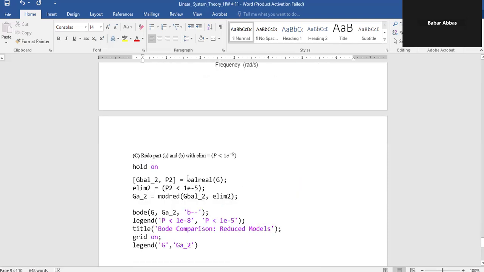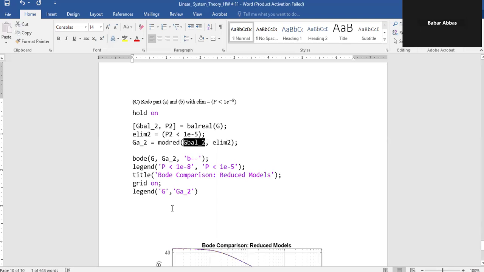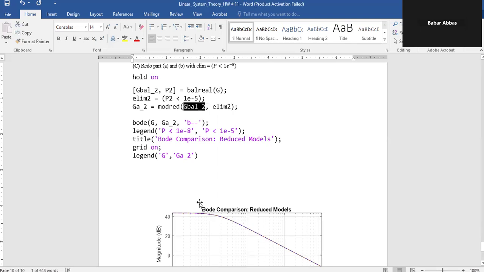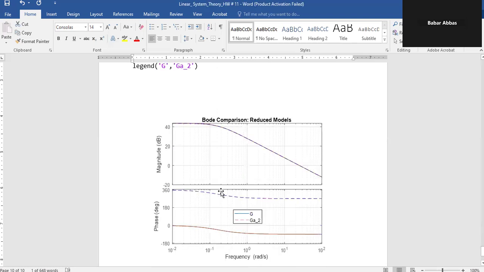And for part C, redo parts A and B with the elimination threshold equal to e to the power minus 5. When we eliminate those values that are less than e to the power minus 5, this is the model reduction. We are considering here the Gbal 2 and elimination 2. This is the original G, and this is Ga, the reduced model. The magnitude of the values seems to be the same.